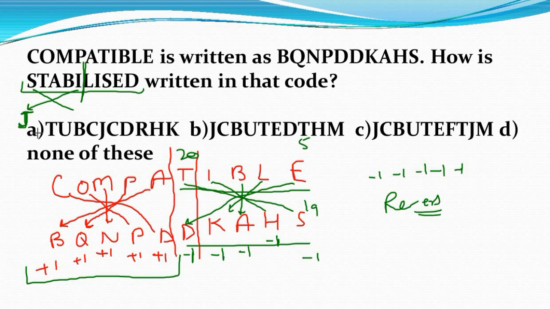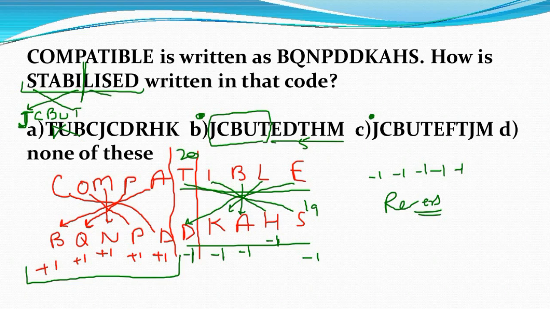So you can see your options. The first one is not applicable and B will be possible and C will be possible and D is none of these. We will check B and C. I is J and B is C and A is B and T is U and S is T. It means J C B U T. The first 5 letters are matched, but we have to check the last 5 letters also.